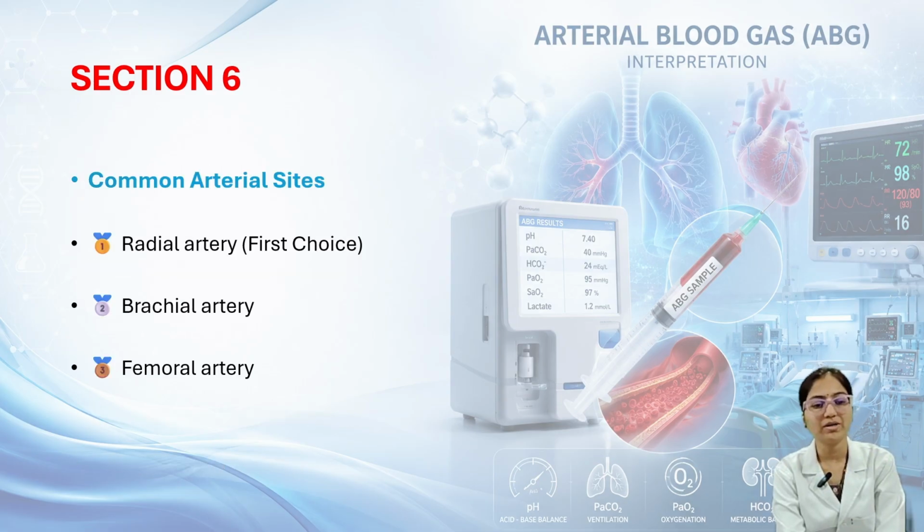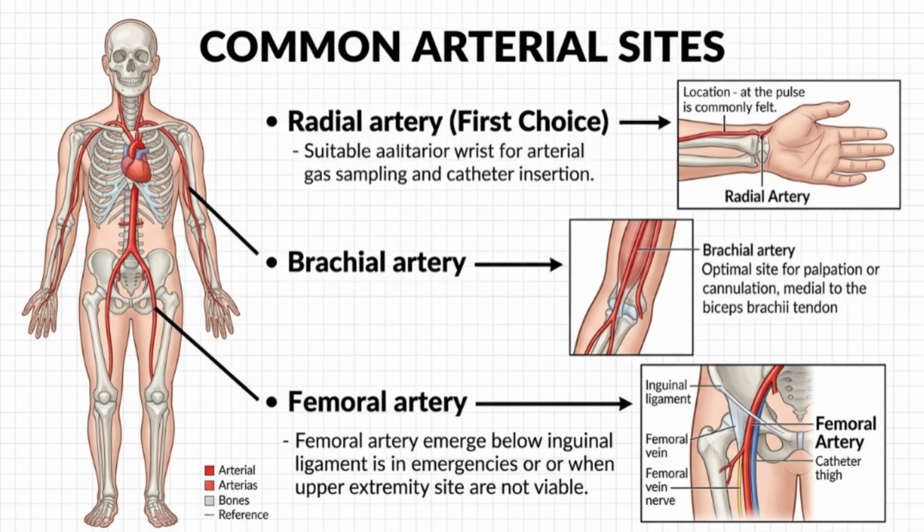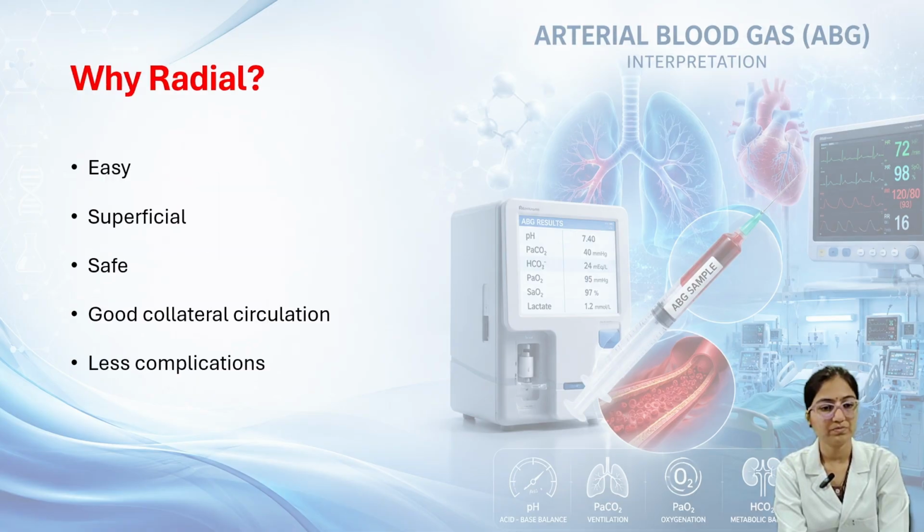And then common arterial sites. This is the major thing. You need to keep it in mind. Radial artery, brachial artery, and then femoral artery. These are the common arterial sites. Why radial? It is easy and superficial, safe, and has good collateral circulation and fewer complications, as we can see.